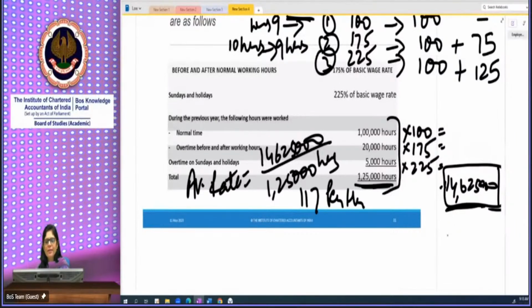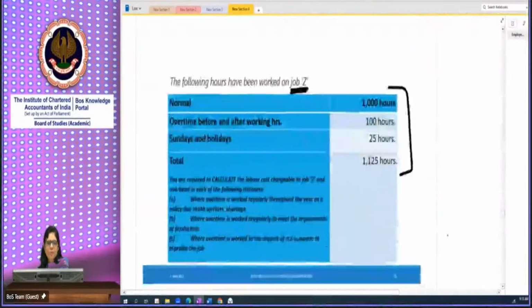If we have to calculate the average, but separate hours also I know. All right. So for normal time, it's 100 per hour. For overtime before and after, it's 175 per hour. For Sundays and holidays, it's 225 per hour. And the average rate is 117 per hour. Clear? So we have 4 rates. Now moving to the question.